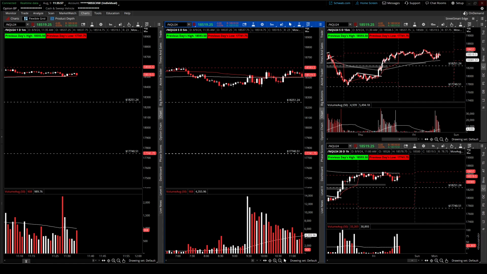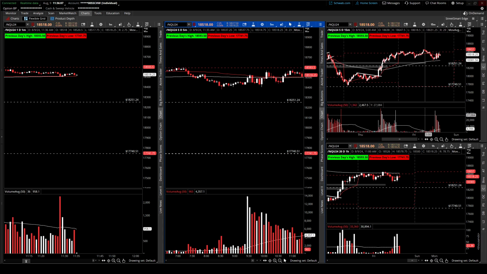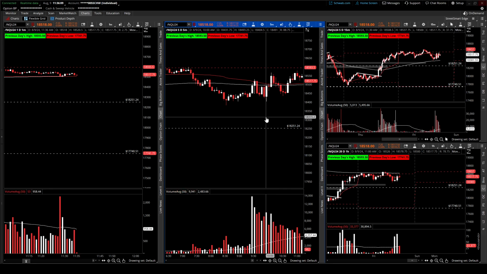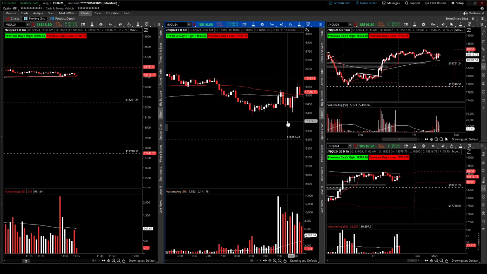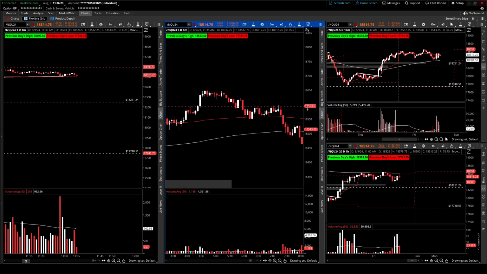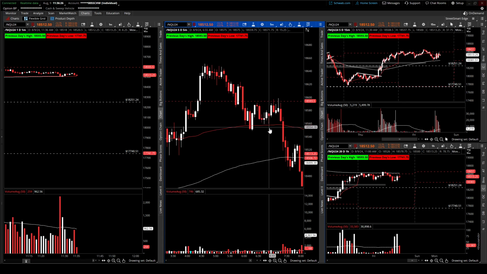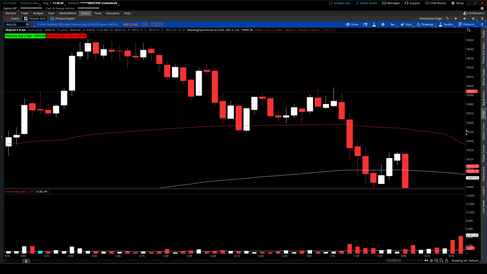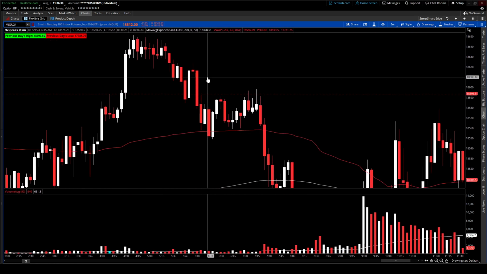Now, what a lot of people don't know is the reason why they're called continuation patterns. The main reason is that, one, obviously they're going to continue off of the previous move. But a lot of times they'll actually replicate the exact move that it made from the previous push up or push down, depending on where you're looking at. But we're going to take a look at this continuation pattern here.